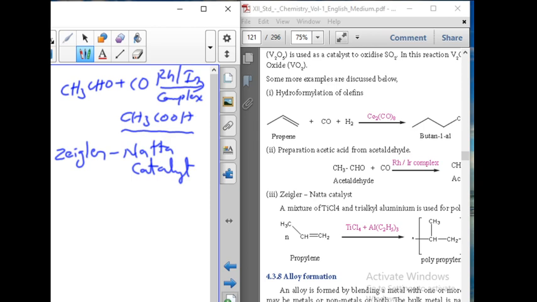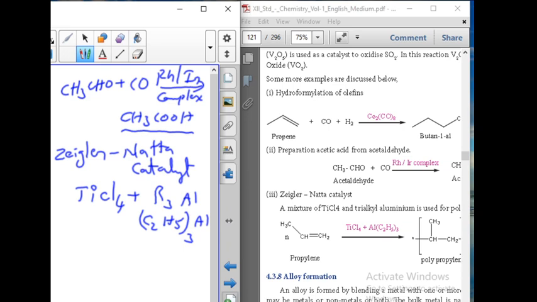In this Ziegler-Natta catalyst, we have to use titanium tetrachloride plus trialkyl aluminum, R3Al. That trialkyl we can take as methyl, ethyl or whatever, C2H5. For example, I am taking C2H5, triethyl aluminum. The mixture of titanium tetrachloride and trialkyl aluminum is called Ziegler-Natta catalyst.